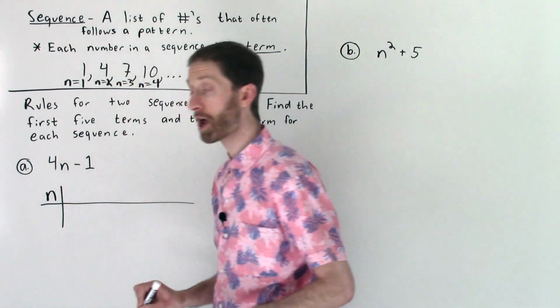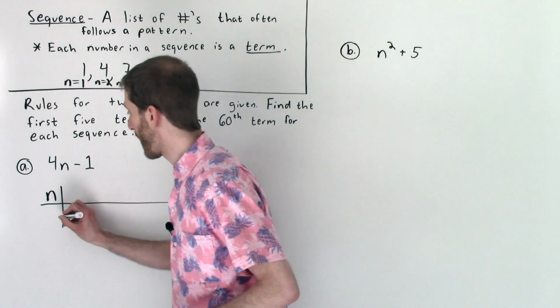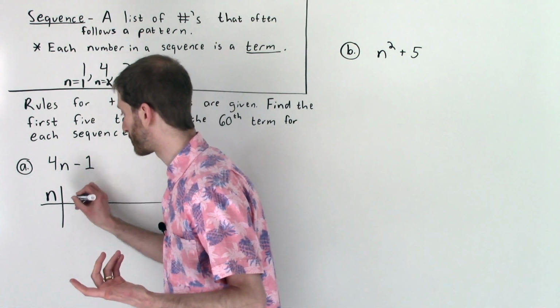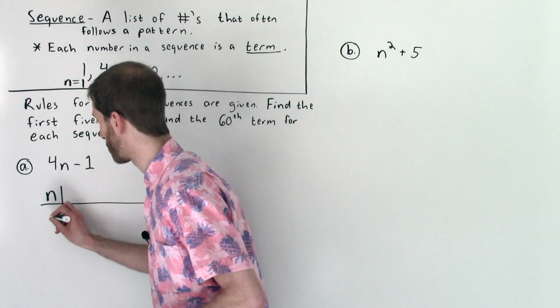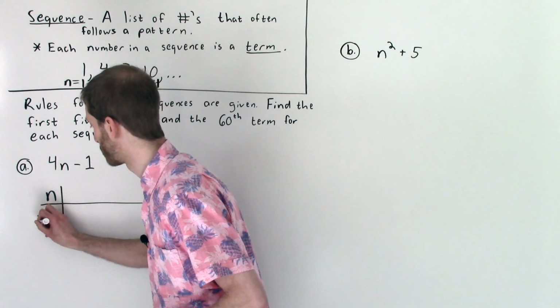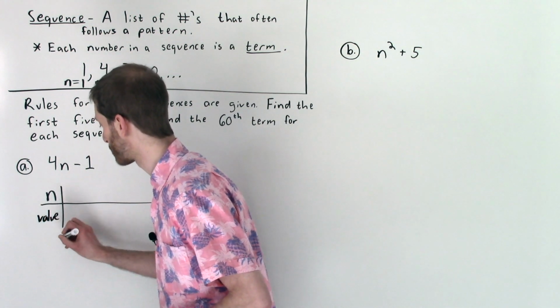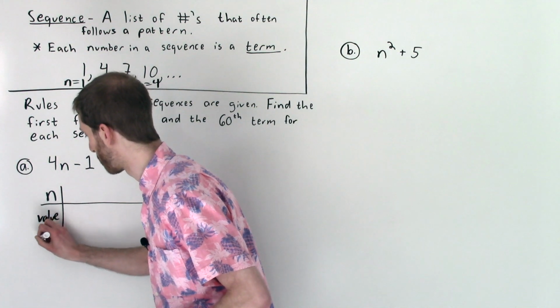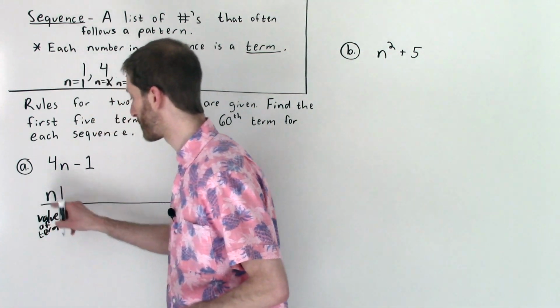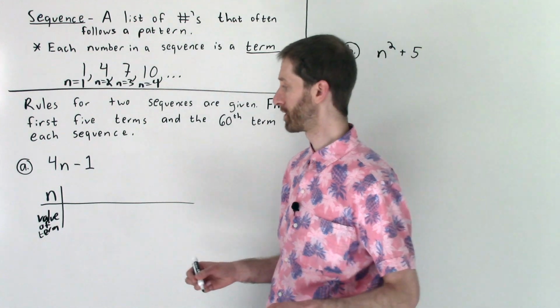So n is the number term that we're at. And then here we'll just call this the value, right? So that's the value that we get, the value of the term. So n is the number term that we're at, and then the value of the term.